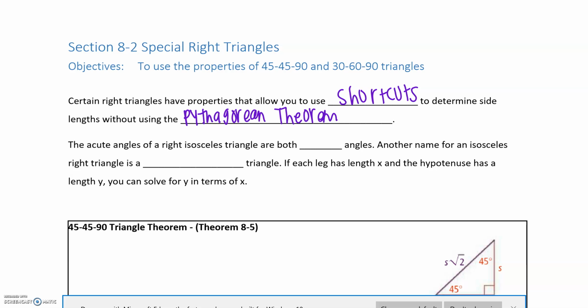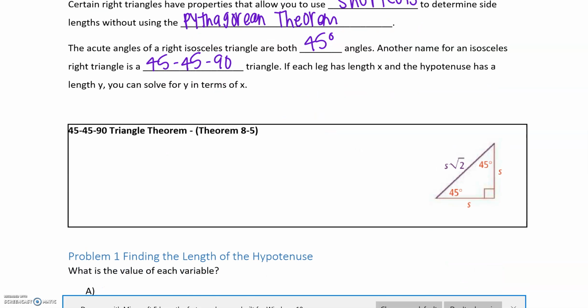So the acute angles of right isosceles triangles are both 45-degree angles. Another name for an isosceles right triangle is a 45-45-90 triangle. So that just means that we have a 45-degree angle, a 45-degree angle, and a 90-degree angle. That's all it means. So if each leg has a length of x, then the hypotenuse has a length of y. You can solve for y in terms of x.